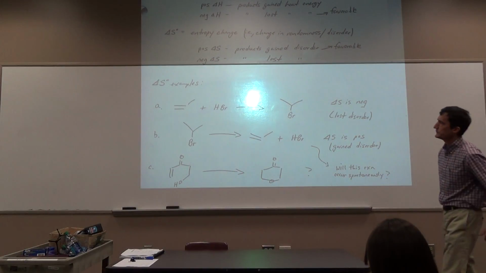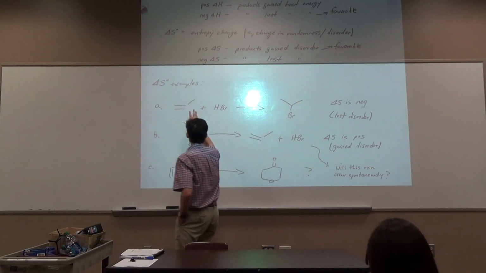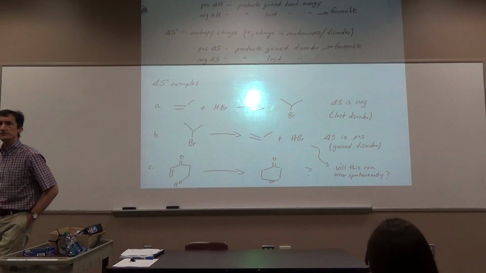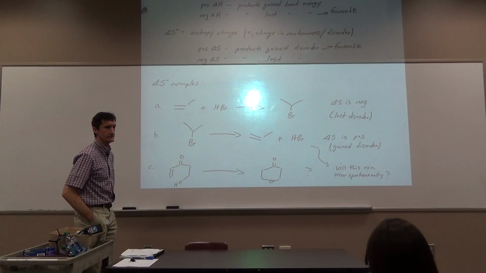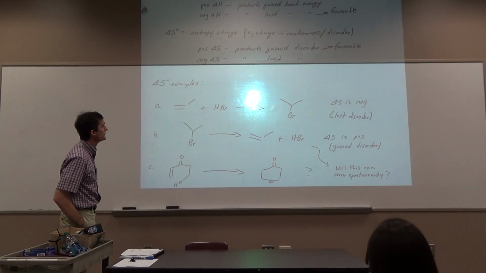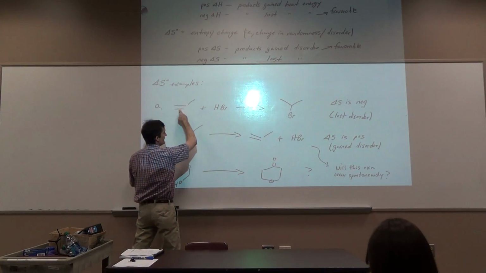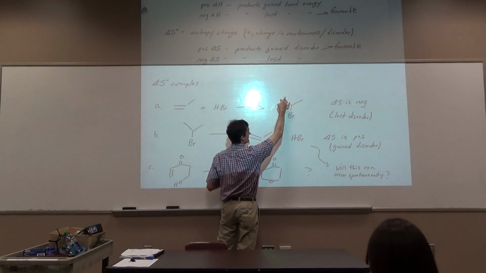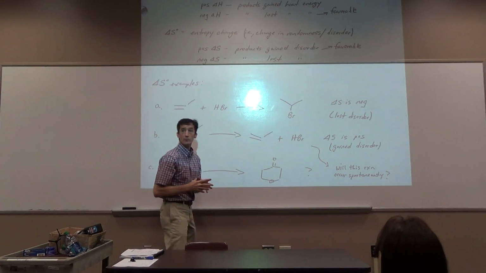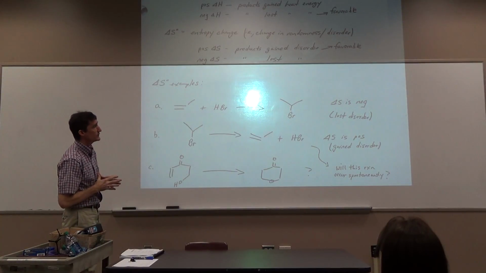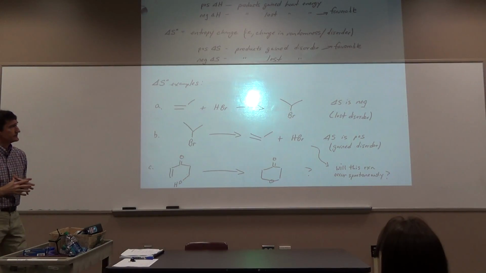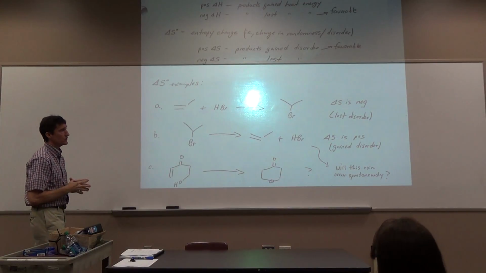Let's look at some examples of entropy. Now, entropy we will not do any calculations with. Okay, we will assess it sort of qualitatively. For example, we take this alkene reacting with HBr, we can get this, what do you want to call that, 2-bromopropane. We would predict that delta S is negative, which means the system has lost disorder.